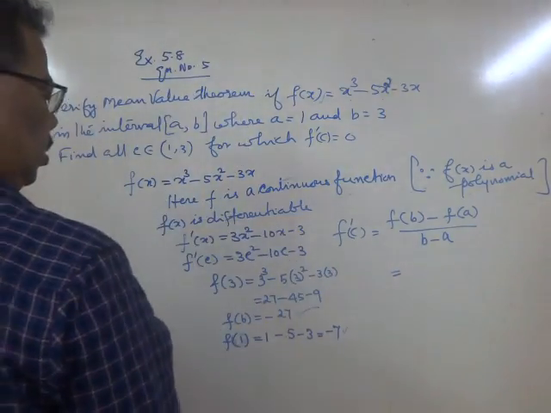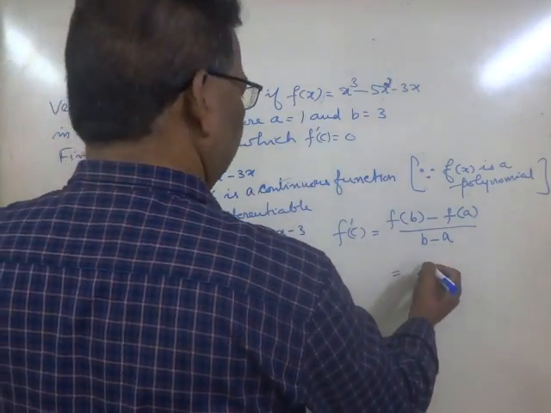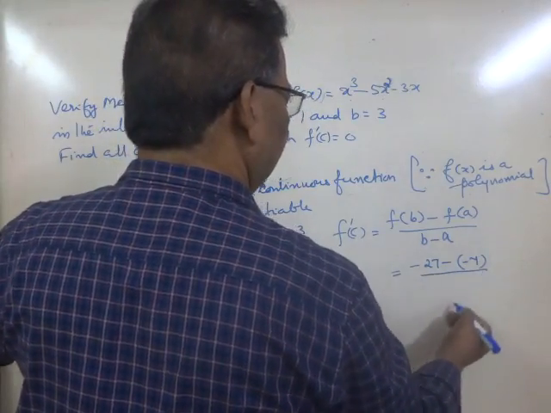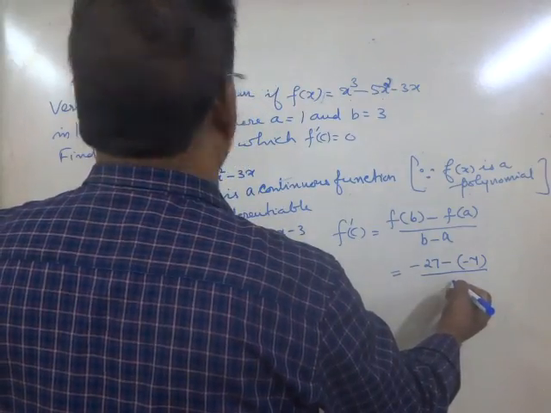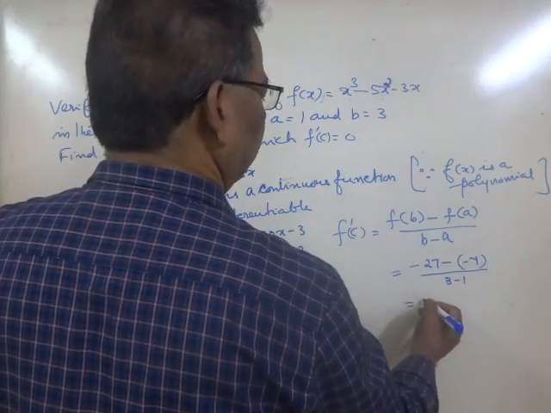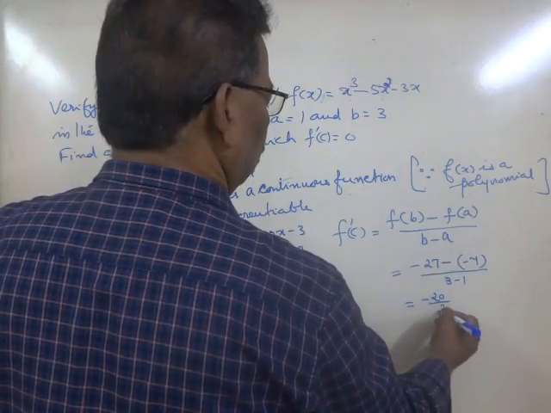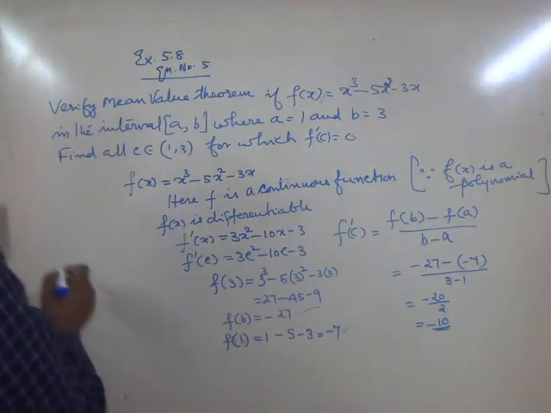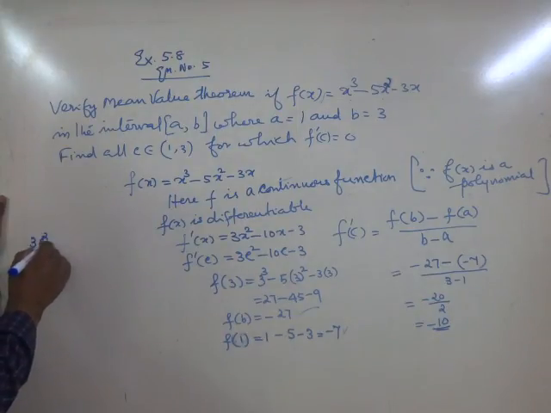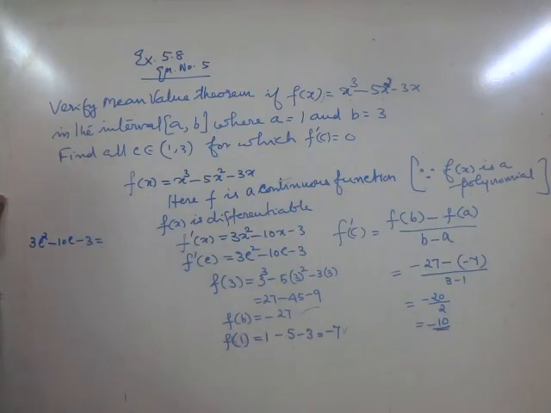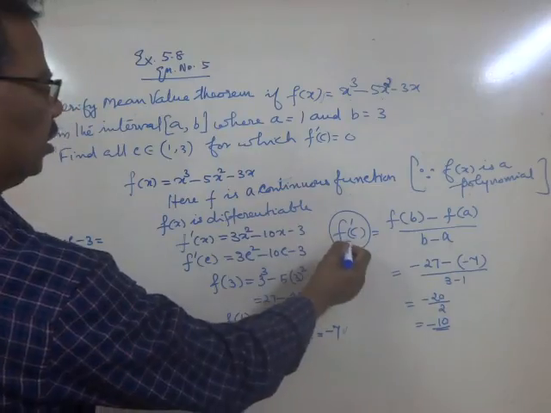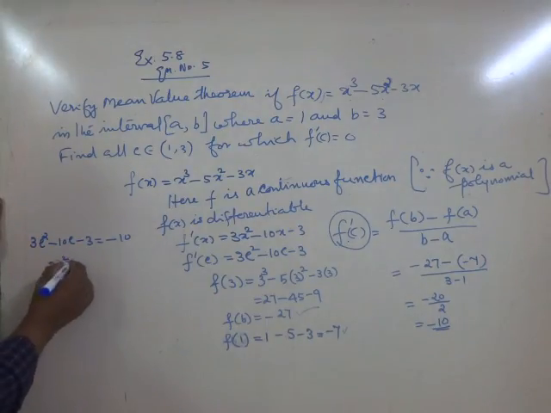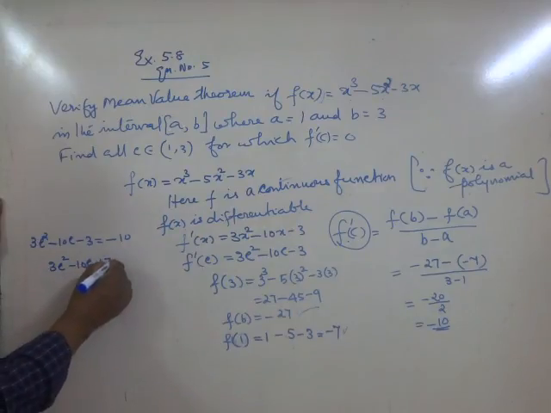Now, f of b is minus 27, minus f of a is minus 7, by b minus a, that is 3 minus 1, that is to say minus 20 by 2, which is equal to minus 10. Now, 3c square minus 10c minus 3, this is f dash c, is written here, equal to minus 10. Rearranging, 3c square minus 10c plus 7 equals 0.